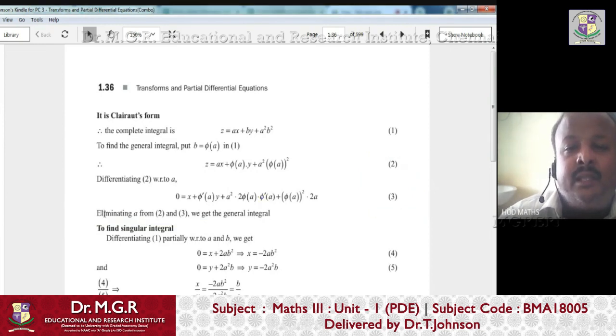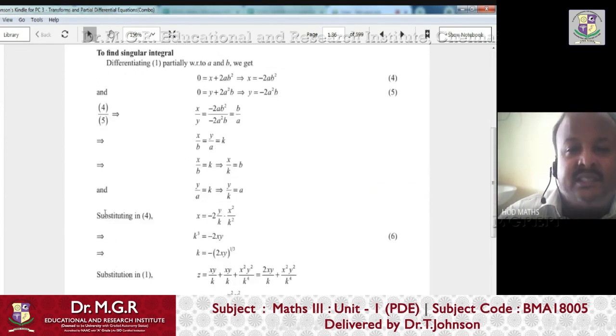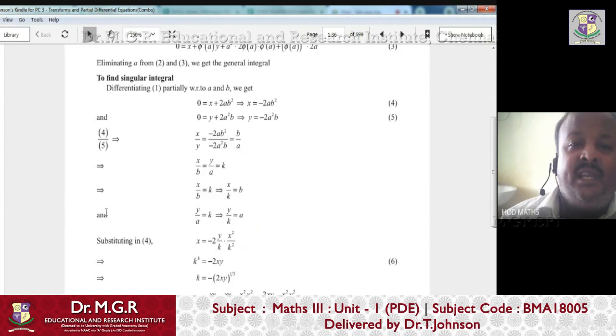But the important thing in type 2 is you can find a singular solution. What is a singular solution? The complete solution has arbitrary constants, the general solution has an arbitrary function. But if you are able to find a solution which doesn't contain any arbitrary constant or arbitrary function, simply a relation between z and x and y, so in the final solution, only z, x and y should be present.